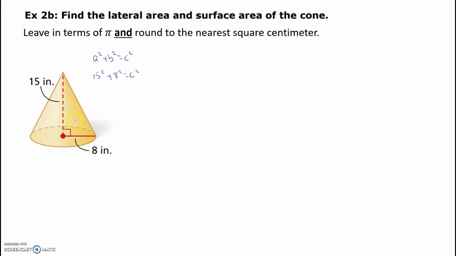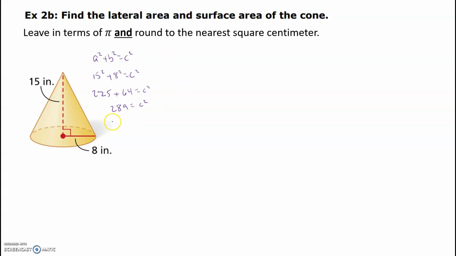Let's do a little math here. 15 times 15 gets me 225. Oops, sorry, that's 225. 8 times 8 is 64. So 225 plus 64 is 289. And your last step whenever you're doing Pythagorean theorem should always be to take that square root, right? We want c, not c squared.